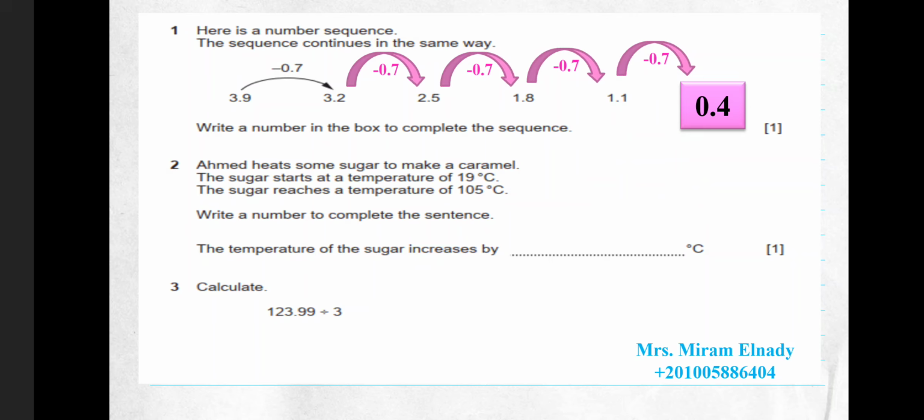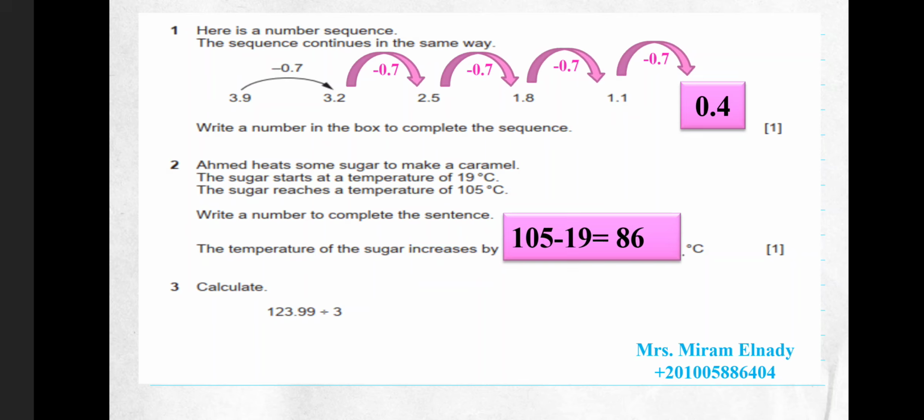Ahmed heats some sugar to make a caramel. The sugar starts at a temperature of 19. The sugar reaches a temperature of 105. Write a number to complete the sentence. The temperature of the sugar increased by what? Are we going to add 19 plus 105, or subtract? When we are asking about the increase, the difference, the change that happened, we are going to subtract. So 105 minus 19, the answer will be 86.